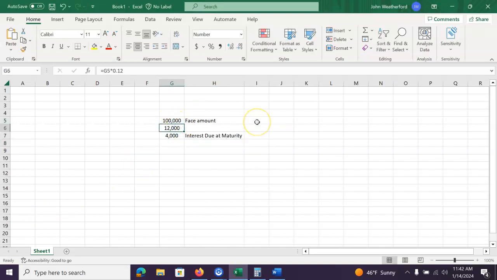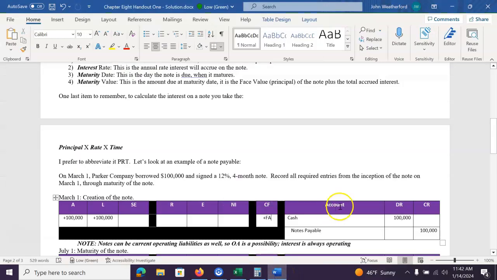$12,000 would be the amount of interest due if the note were for a full year, but we know this one was only for 4 months. So we say our interest for a full year times 4 over 12, and that gives us our interest due at maturity. So let's go back and take a look at the journal entry now.